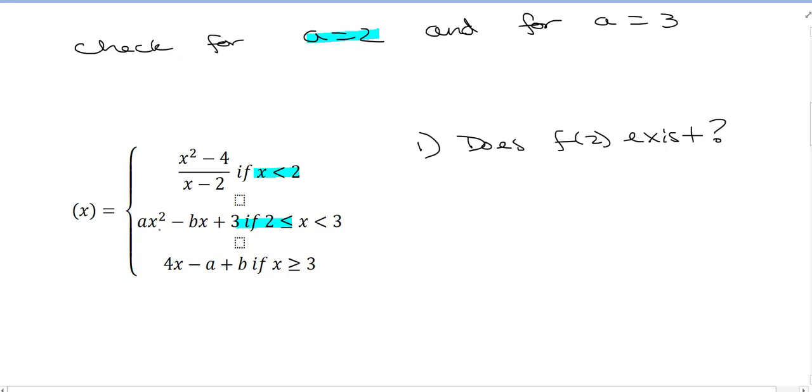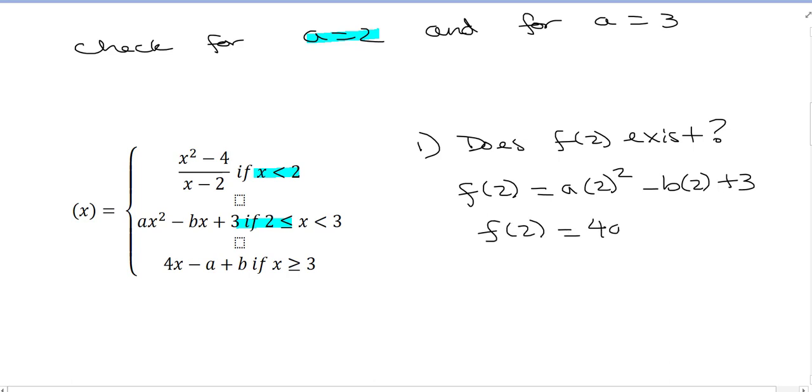What about this one? This says ax squared minus bx plus 3 if 2 is less than or equal to x. This one has the equals, so I can plug it in here. So f of 2 is a times 2 squared minus b times 2 plus 3, and so f of 2 equals 4a minus 2b plus 3. Does it exist? Yes. I'm looking for the constants a and b so that the function is continuous. Once I have that, I'll be able to get a numerical value for f of 2. But yes, it does exist.